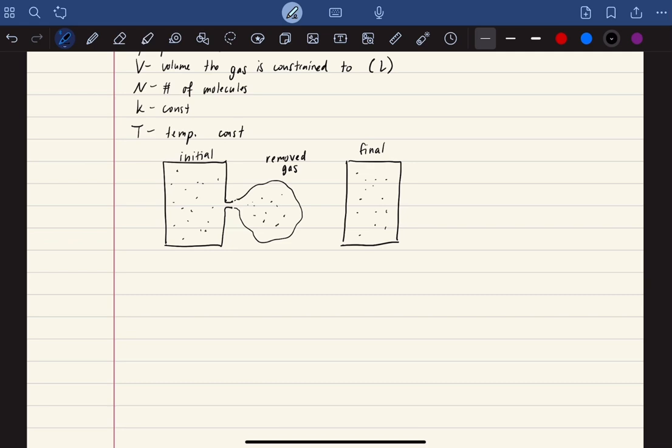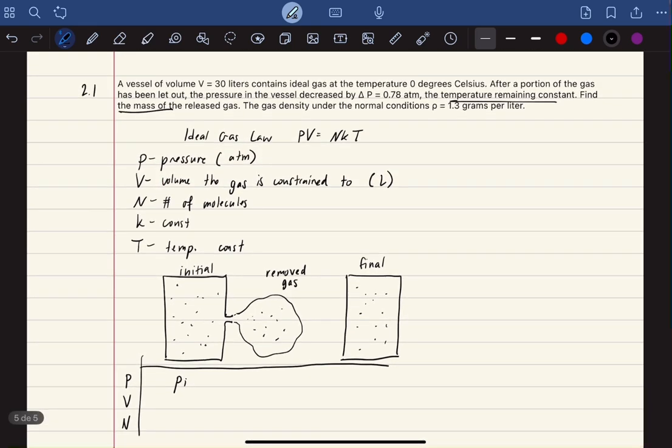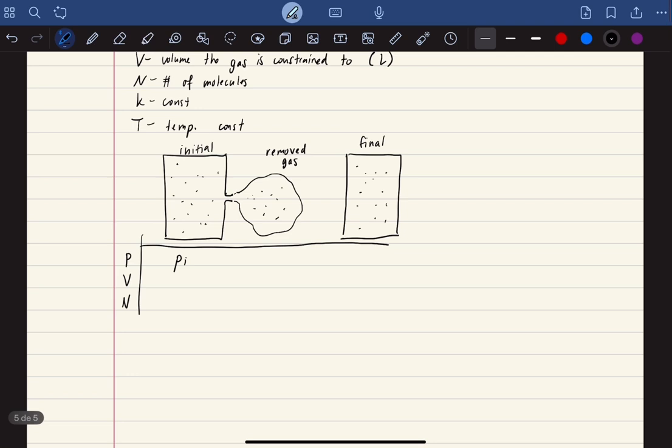What I like doing is making a table. We'll label P, V, and N. N is important because we don't have the same number of molecules in initial as in final, since we removed some. In the initial container, let's say our pressure was Pi. In the final, we changed it by delta P, as the problem told us, so the final is Pi plus delta P.